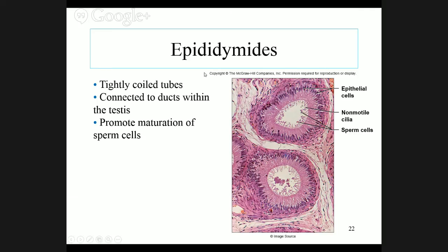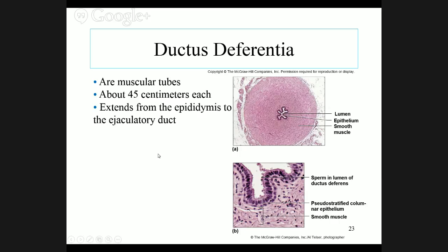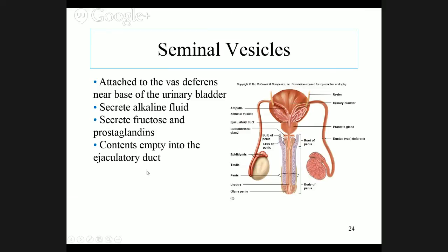And here's the epididymis. They're tightly coiled tubes. They connect to the ducts within the testes. They promote the maturation of the sperm cells. And the ductus deferentia extend from the epididymis to the ejaculatory duct. And seminal vesicles are attached to the vas deferens near the base of the urinary bladder. They secrete alkaline fluid. They secrete fructose and prostaglandins. And the contents empty into the ejaculatory duct. Again, we talked about that alkaline fluid neutralizing the acid of the vagina.